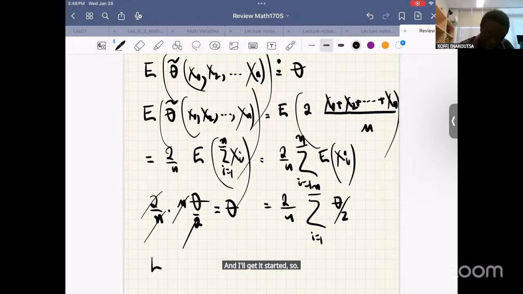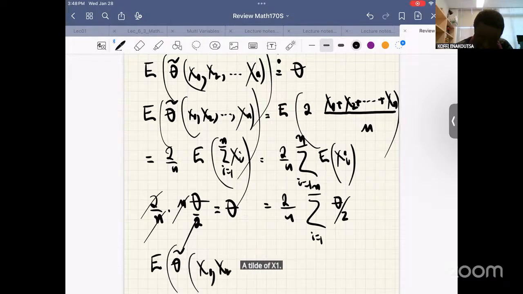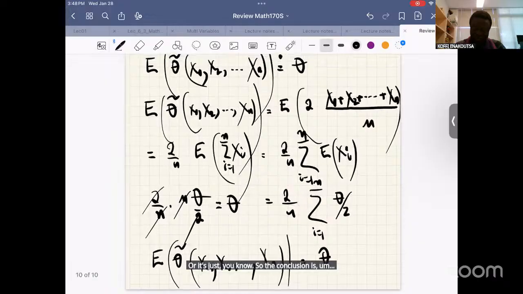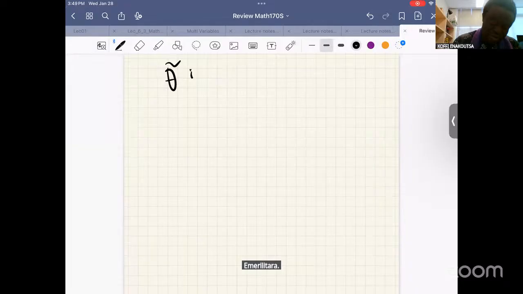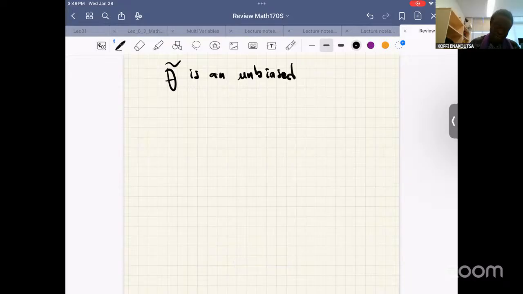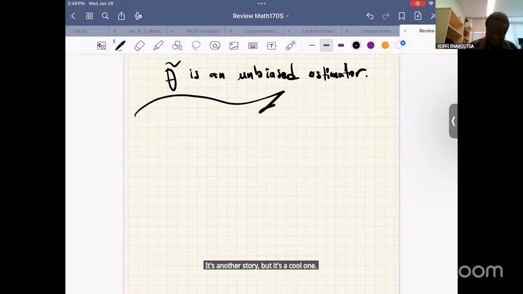So E of theta tilde of x1 to xn is just theta. So the conclusion is that the estimator theta tilde is an unbiased estimator. It's another story, but it's a cool one. Okay, so let me see if I have stuff in the chat to address.